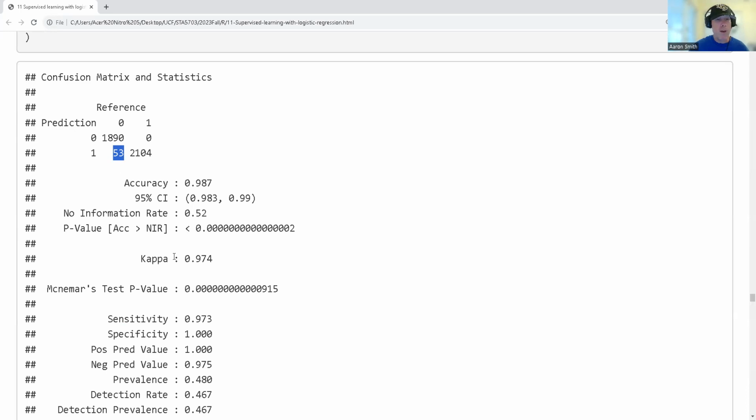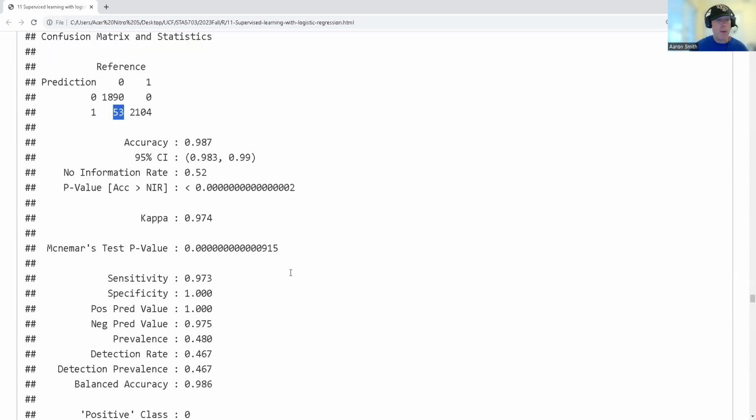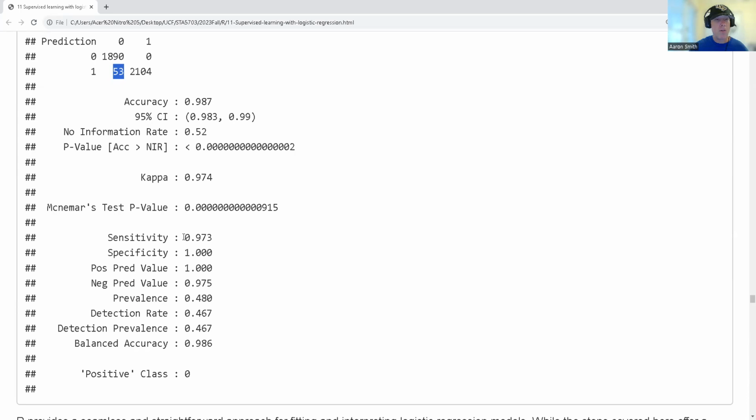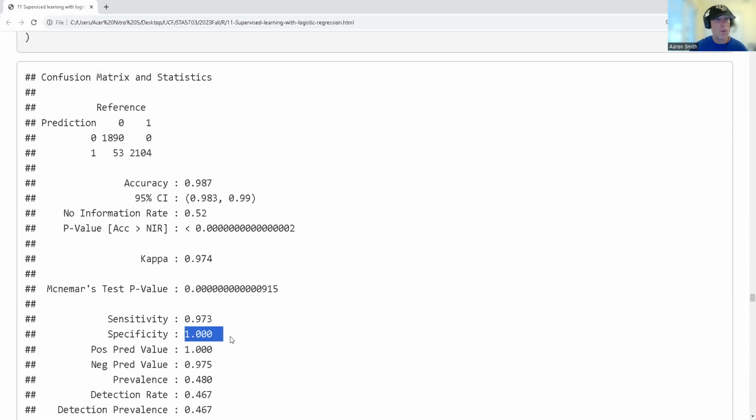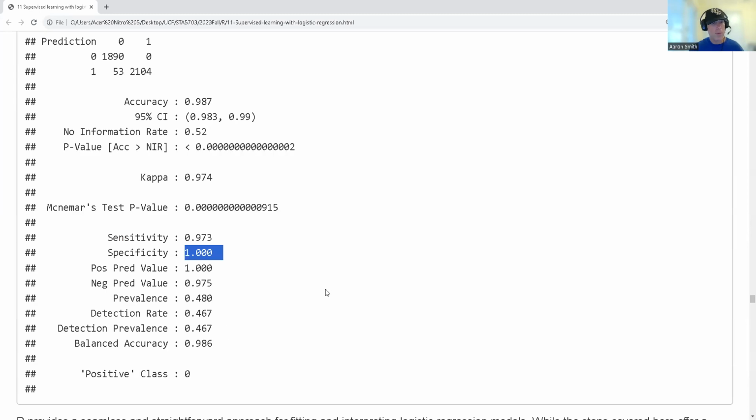And we also get our p-values, kappa. We get McNemar's test, our sensitivity, specificity, and our, let's see, where's recall? Oh, it didn't give me recall. I thought it did.